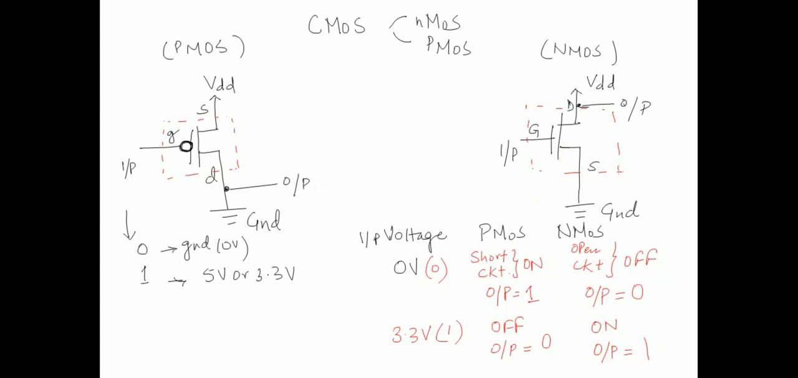NMOS is acting like a short circuit. And similarly, if PMOS has an input of 0, only then it acts like a short circuit, and our output will become equal to 1. So this is the basic operation of PMOS and NMOS, and what we will look at now is a CMOS circuit. A CMOS circuit is nothing but a combination of PMOS and NMOS, and let's look at that.